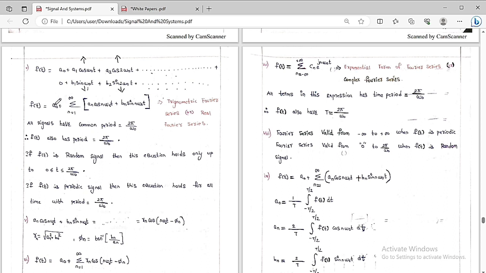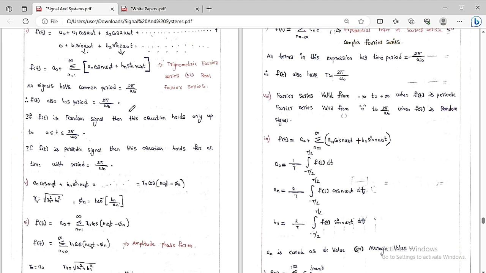So simply we can say, if f of t is a random or non-periodic signal, then this equation is going to hold only for the time period of 0 to 2 pi by omega naught. If f of t is a periodic signal, then this equation is going to hold for all values of time t, which has a period of 2 pi by omega naught. So finally, if f of t is a random signal, this equation holds only for time 0 to 2 pi by omega naught, and if f of t is a periodic signal, it holds for all values of t, with a time period of 2 pi by omega naught.